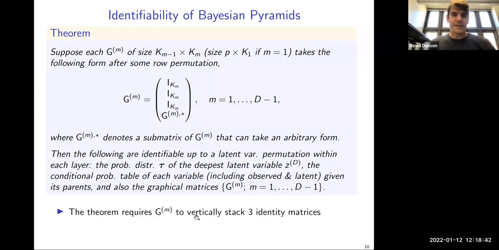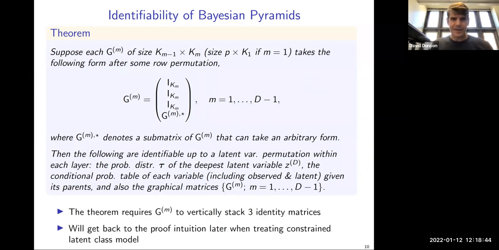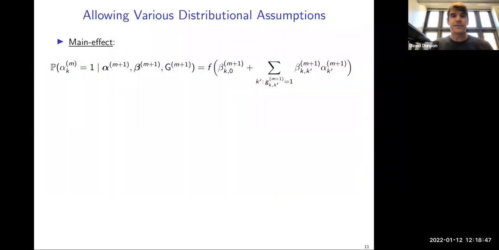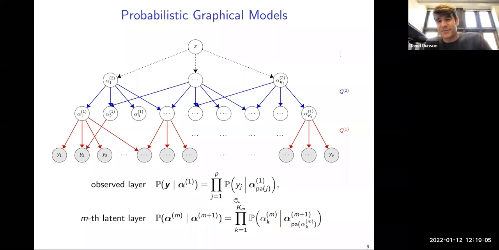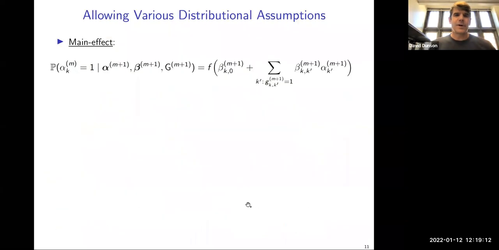I said that already, and we'll get back to the proof intuition later. So this is for Bayesian pyramids. When we're doing the pyramid in practice, we have these arbitrary P of Y given alphas and P of alphas given alpha parents. So we need to put some particular form on those conditional probabilities in order to actually implement it in practice. And we've considered various choices.